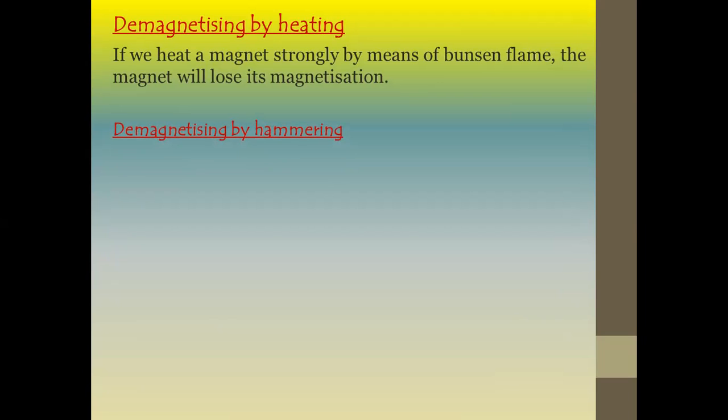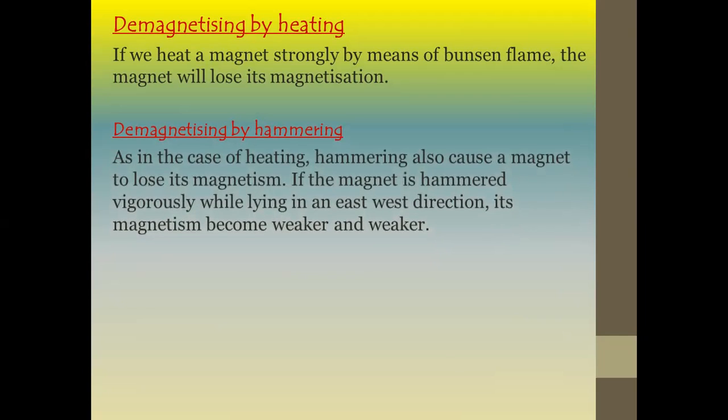Demagnetization by hammering. If you want to remove the magnetic properties, as in the case of heating, hammering also causes a loss of magnetism. If the magnet is hammered vigorously while lying in an east-west direction, its magnetism becomes weaker and weaker. Finally, it will be demagnetized.